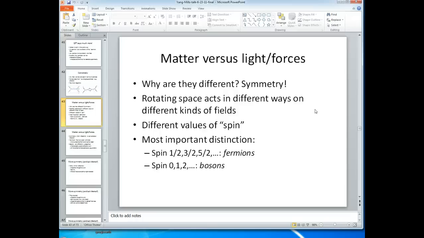Back to part 5 of Yang-Mills standard model, all kinds of good stuff about quantum field theory.